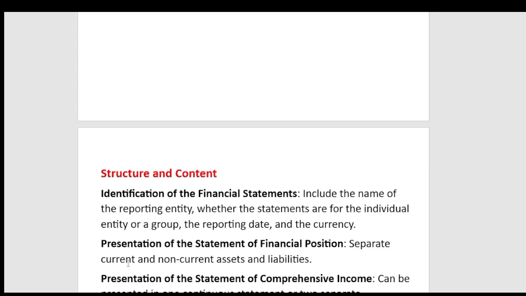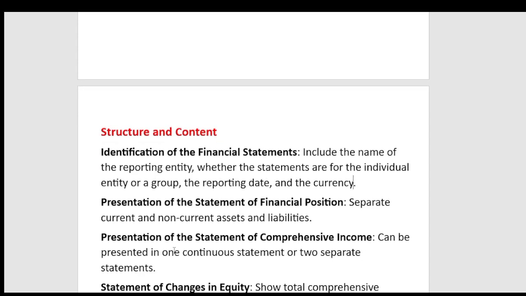Now, presentation of the statement of financial position. Separate current and non-current assets and liabilities. You have your non-current assets, your PPE, then you have your current assets, your cash at bank, then you have your liability, your payable, long-term and short-term, should be what? Separate.